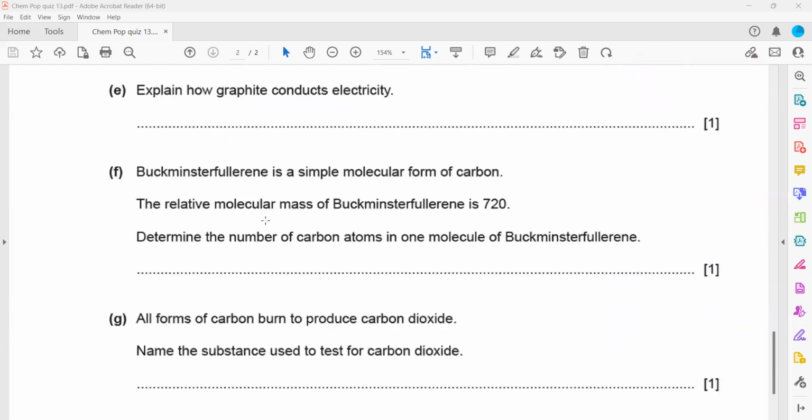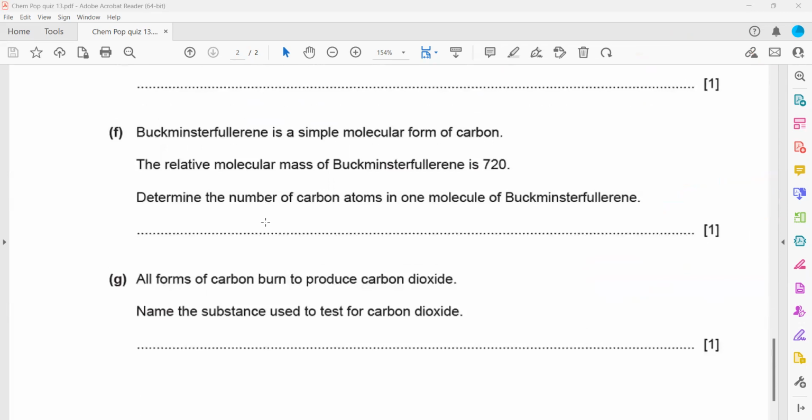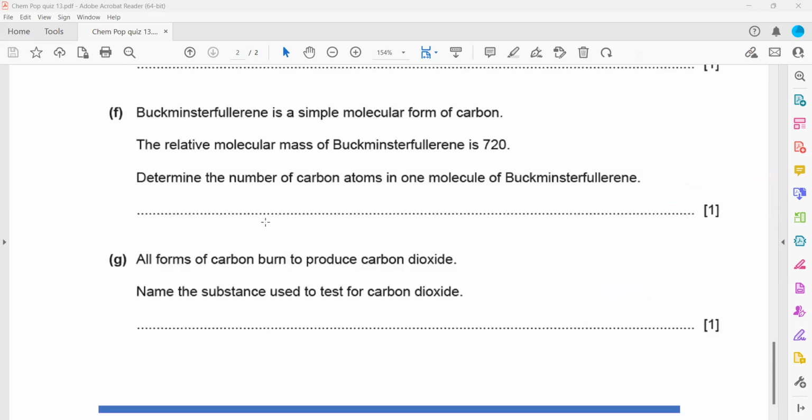Then we have Buckminsterfullerene, which is a simple molecular form of carbon. Its relative molecular mass is 720. Determine the number of carbon atoms. If the total mass is 720, how many carbon atoms will there be? We know the mass of each carbon is 12. So if we have one carbon, the total mass is 12. If we have 720 as the total mass, how many carbons will there be?